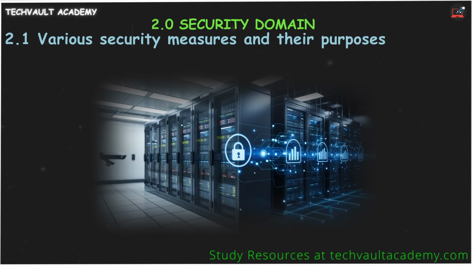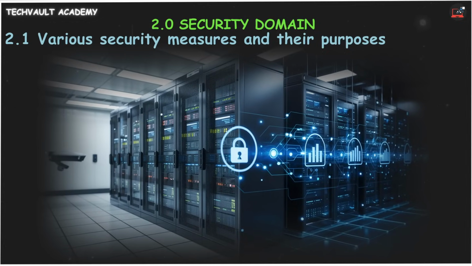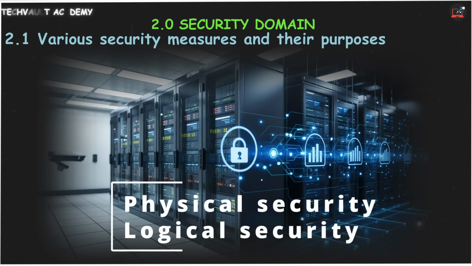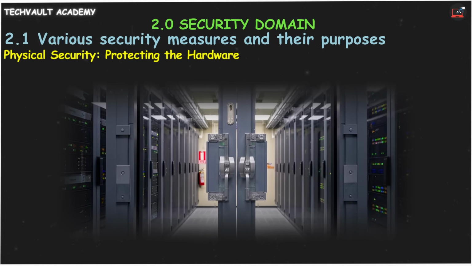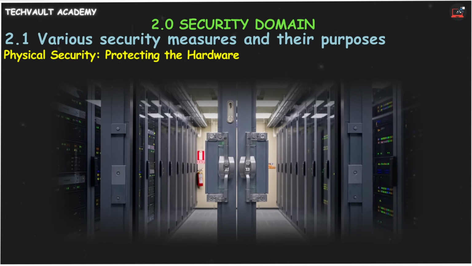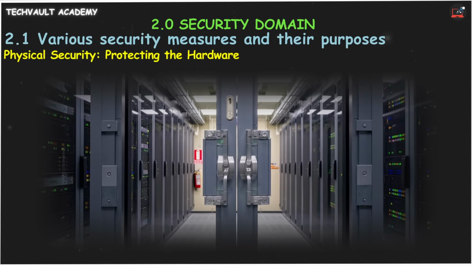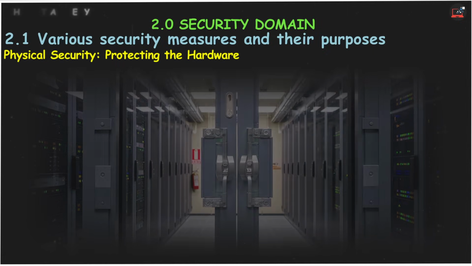Let's break down the first objective of the security domain, focusing on various security measures. We'll condense the information while ensuring we don't lose any crucial details. Security is paramount in IT, and it comes in two main forms: physical security and logical security. We'll cover both, starting with physical. Physical security, protecting the hardware. Think of physical security as the first line of defense, preventing unauthorized physical access to your computers, servers, and network equipment. It's like securing your house.